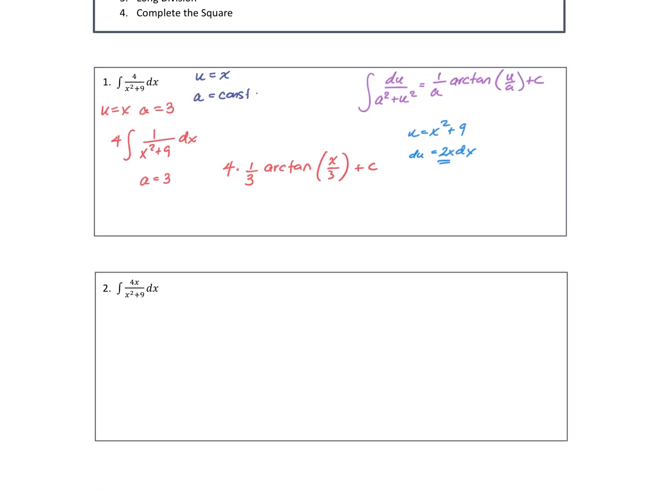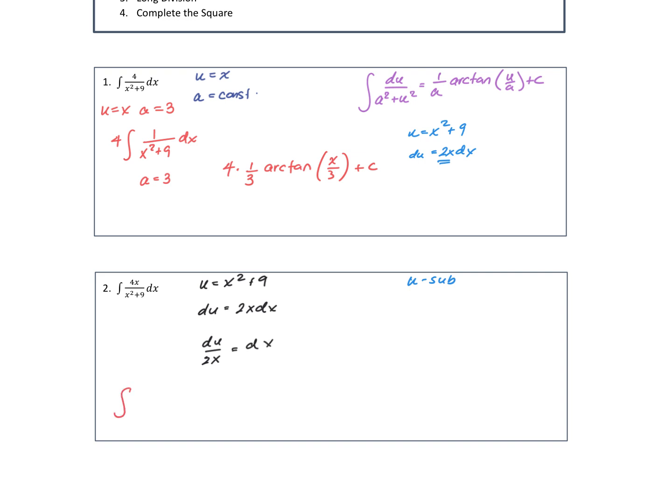This one is a u sub, so u sub will work here. If we let u be x squared plus 9, then du is 2x dx. Remember, the derivative of this, which is this, you need this variable to be in the problem so that it cancels out. So we get du over 2x equals dx.